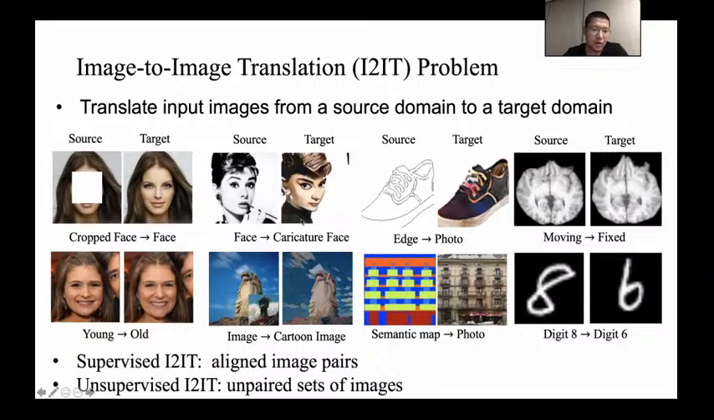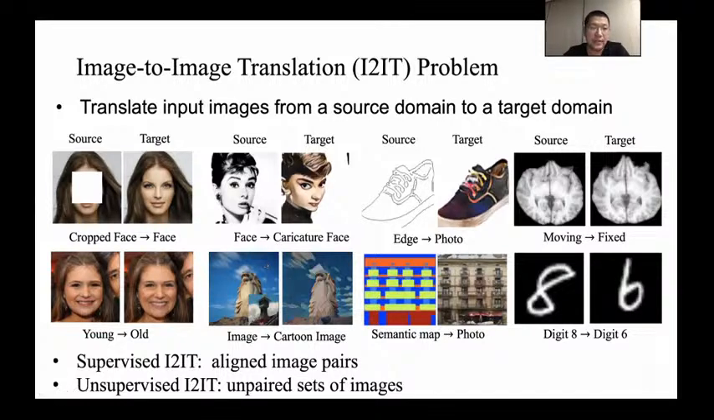In supervised image-to-image translation, usually we train the model with aligned image pairs. For example, for the face inpainting task, the source image and target image are aligned. And usually for the unsupervised image-to-image problem, the image pairs are not aligned. For example, the style transfer task or medical image registration, these images are not aligned.